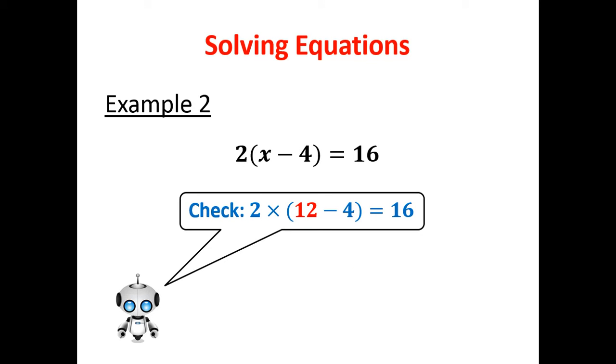A quick check to finish. 2 times in brackets 12 minus 4 all equals 16. It looks good to me. X is equal to the number 12.